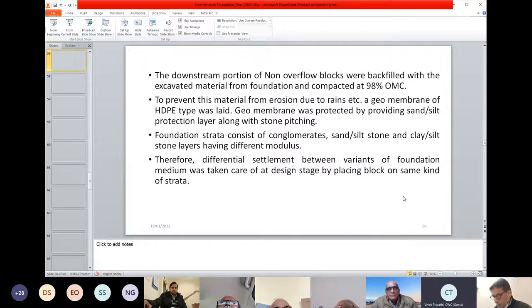Then the foundation strata consist of conglomerate, sandstone, siltstone and claystone layers having different moduli. Therefore, it was tried to check the differential settlement by placing a block on the same kind of strata. So block width was decided based on this concept.